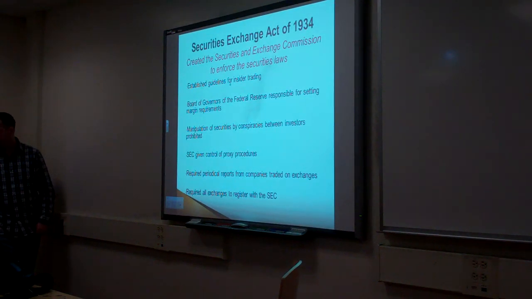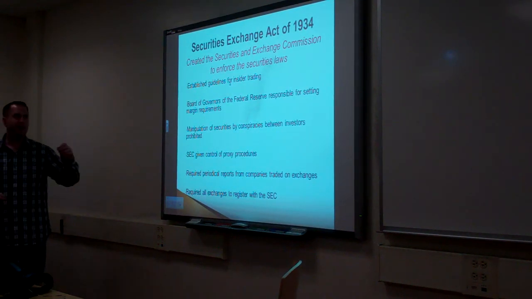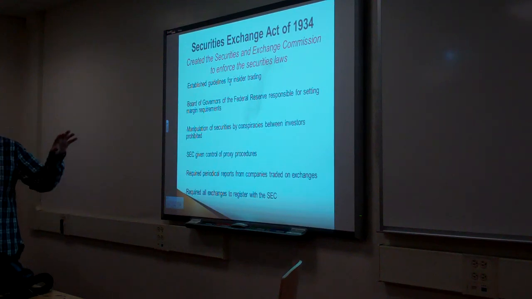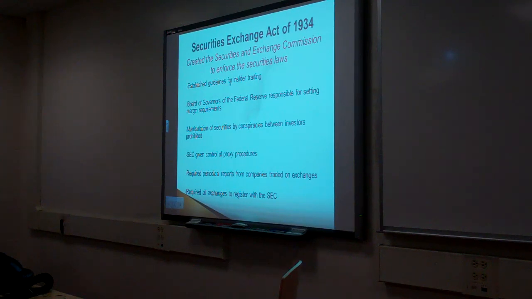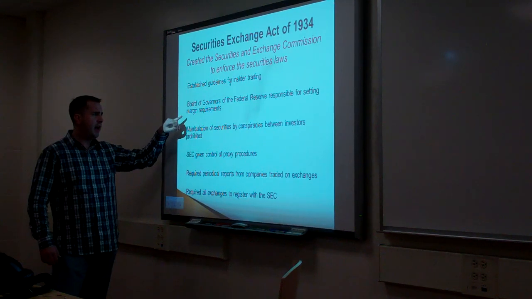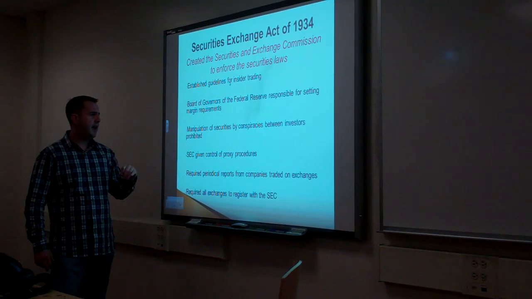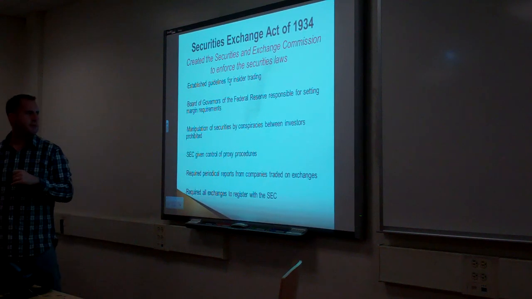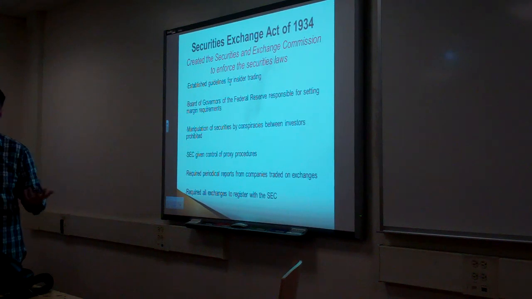Okay. 1934. The 1934 act created the Securities and Exchange Commission, the SEC. It established rules for insider trading, the Board of Governors for the Fed. Manipulation of securities became prohibited, illegal, insider trading.